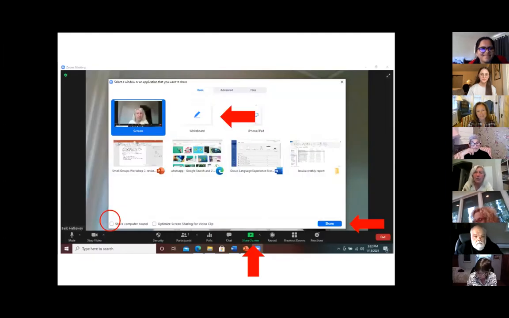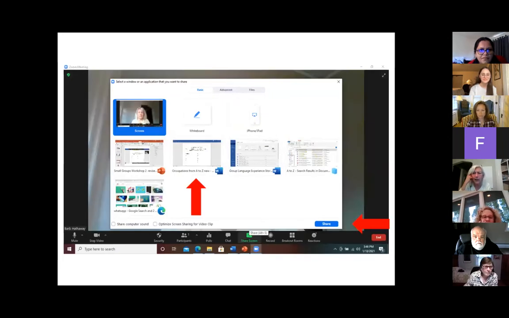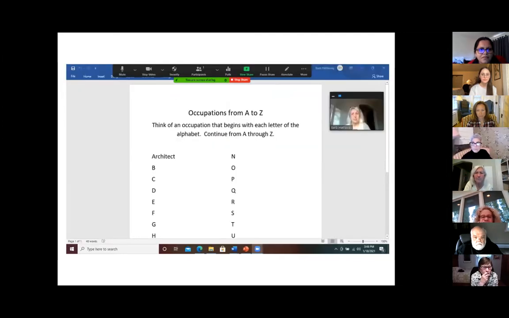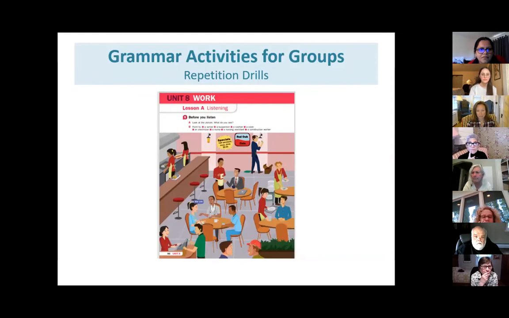Okay, so you could use your Zoom whiteboard to do this if you wanted to, although I haven't had great success with the whiteboard. I set this up in a Word document, which you could do and share with your students. Okay, so we did it like this.